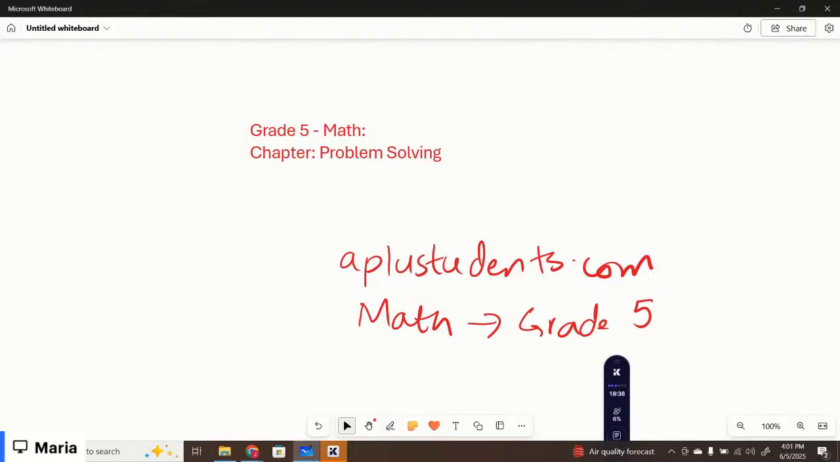There you can find a list of the chapters. We're going to start with the chapter problem solving. So please make sure you have your notebook and pencil so that you can note down the important examples and definitions as well.